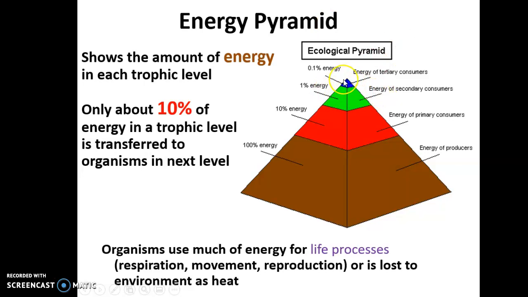And then at the next level is 0.1%. So this is why those at the top need to eat so much more than those at the bottom, because they don't get much energy. There's not that much. And it's also the reason why there's not a lot of top level consumers, because they eat so much, because they consume so much energy, because not a lot is available to them. There's too much competition, so there's only a few of them around. Okay. Organisms use much of the energy for life processes, for respiration, for breathing, for movement, for reproduction, or it is lost to the environment as heat.